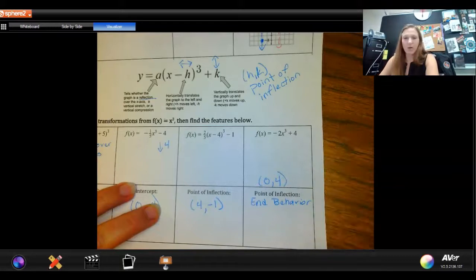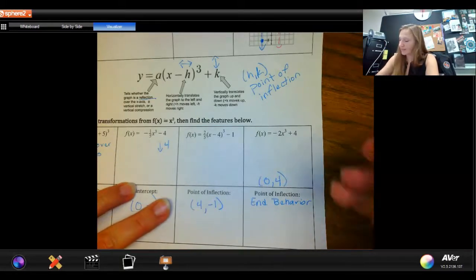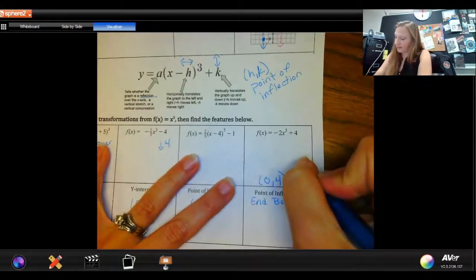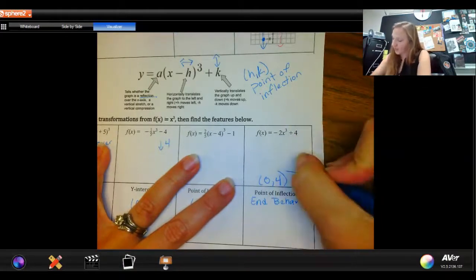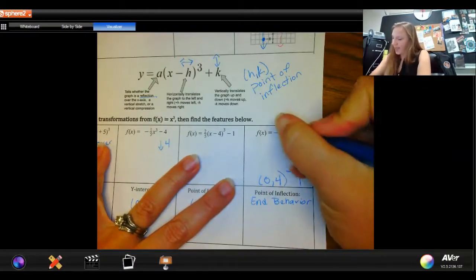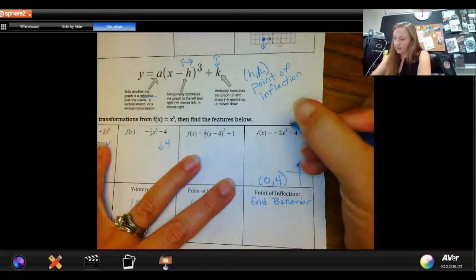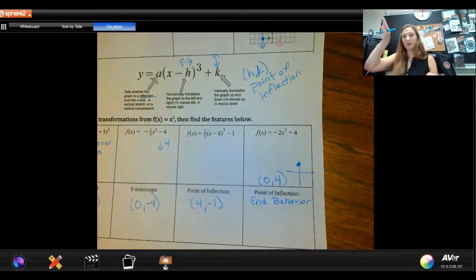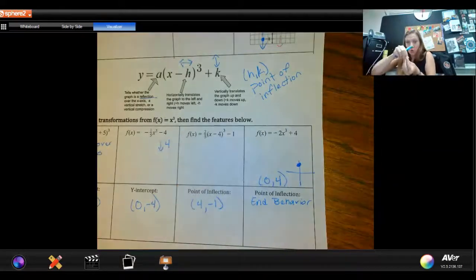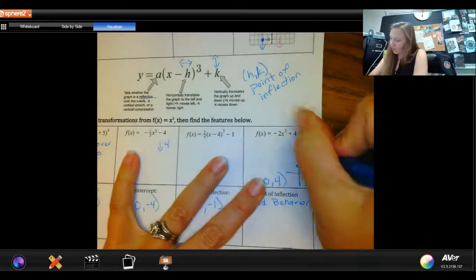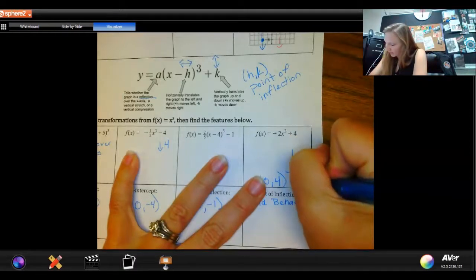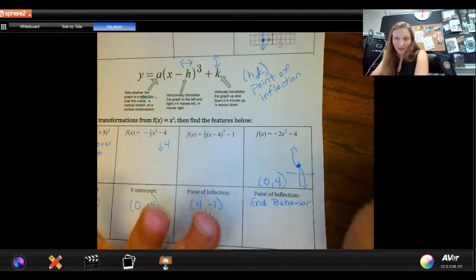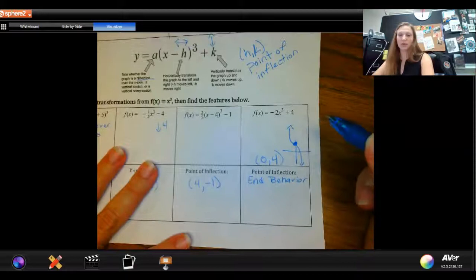Let's talk about end behavior for these. I'm going to sketch a mini graph of what this kind of looks like. This is shifted up 4, and it is reflected. So instead of squiggling like the parent function, it's going to squiggle the exact opposite, and the 2 vertically stretches it. So it's going to look something like this. Not to scale, right? But this is a little sketch of what it would look like.